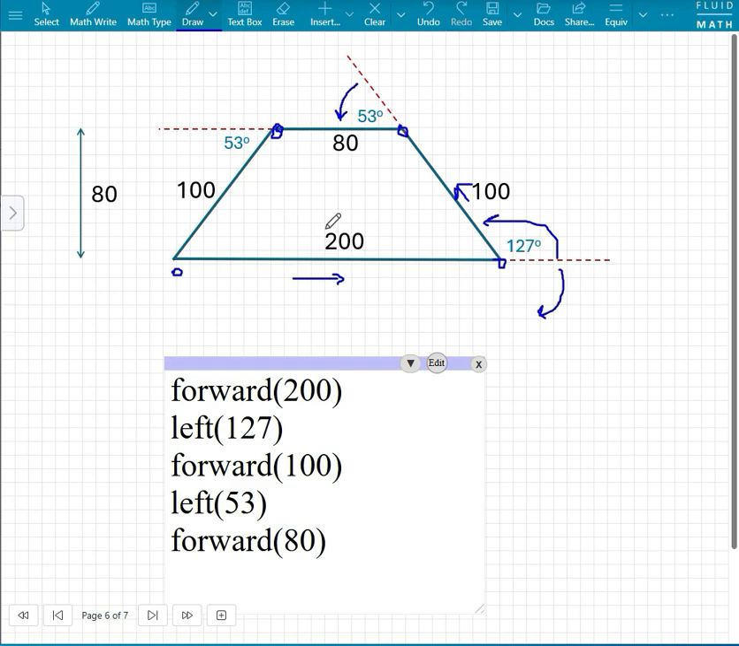Now at this stage you get the hang of it. So finally, the step that remains is to make a left turn of 53 degrees and then move 100. When you finish that step, you are back to your original spot. And when you are back at your original spot, it means that you have completed the whole cycle of drawing this isosceles trapezoid. So this is how the steps we are following look.